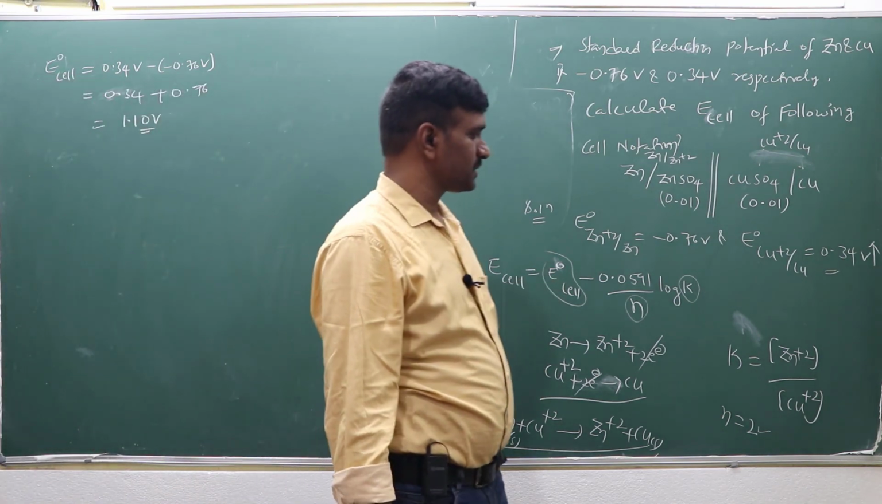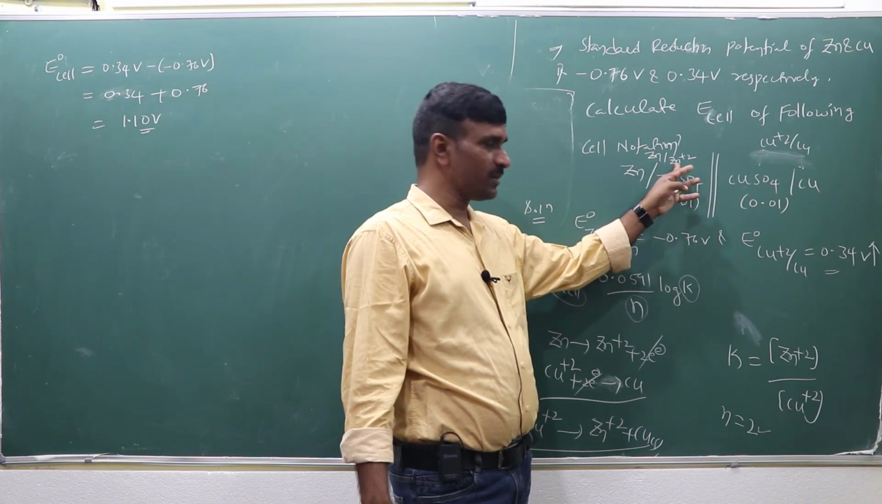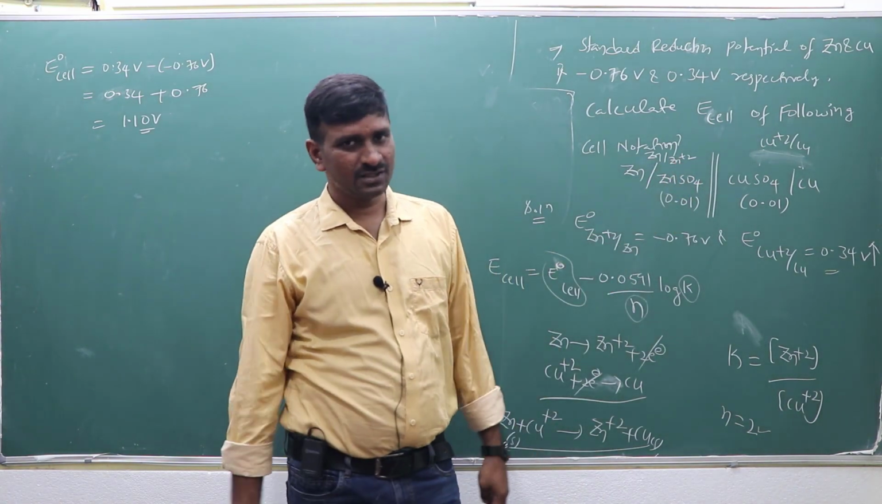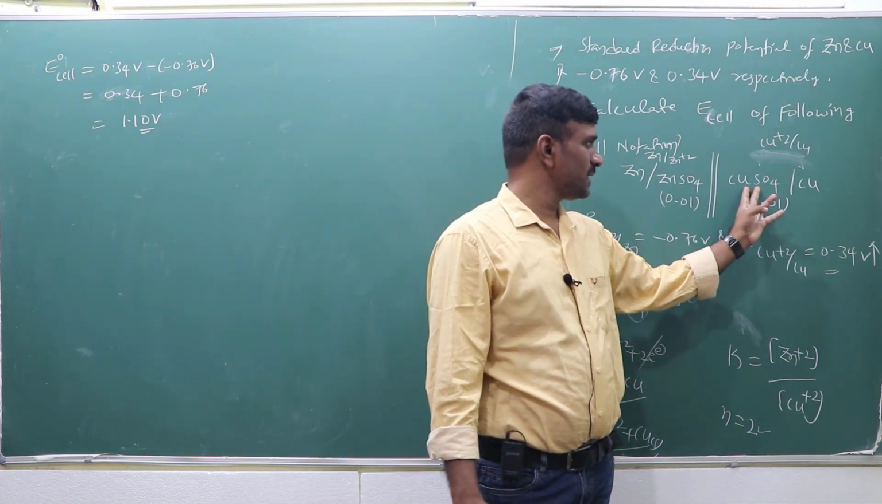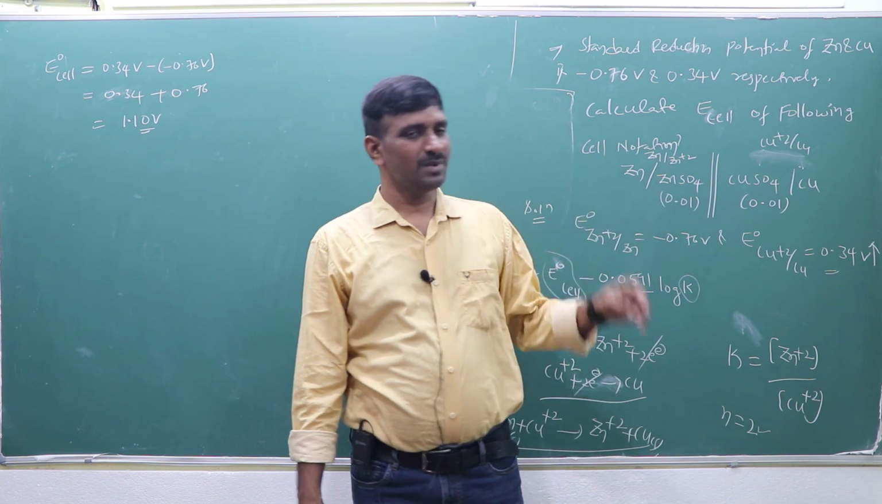E0 cell is known. Zinc sulfate dissociates into zinc plus 2 and SO4 minus 2. Here it is Cu plus 2 and SO4 minus 2. That means Cu plus 2 ions are there, and here zinc plus 2 ions are there.